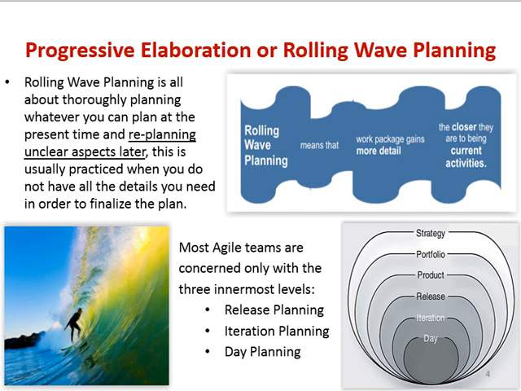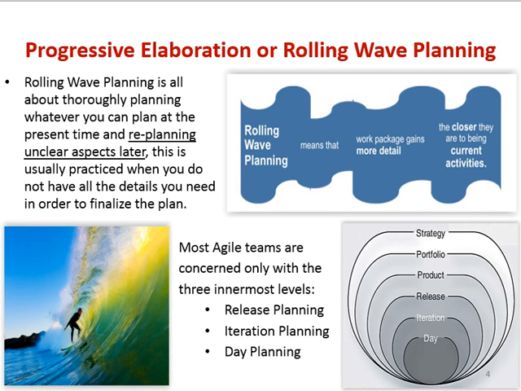So rolling wave planning is all about thoroughly planning whatever you can plan at the present time and replanning unclear aspects later. So you have a basic plan in your mind that you are going to surf, but how you will surf, you will get a clear picture once you are doing the actual surfing in the sea or an ocean. This is how rolling wave planning gets its name. This is usually practiced when you do not have all the details you need in order to finalize your plan. Most agile teams are concerned only with the 3 innermost levels.